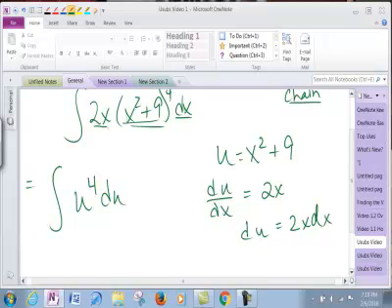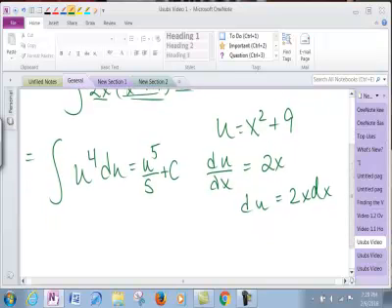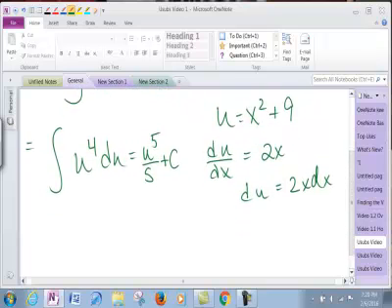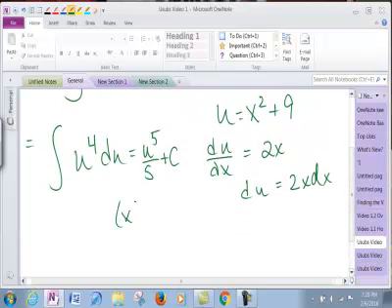So we went from a really complicated integral to something that is super simple to integrate, and that is we get u to the 5th plus c. The last step of a U substitution problem in this case is substituting back in the value of u, and so what we get is x squared plus 9 to the 5th over 5 plus c.